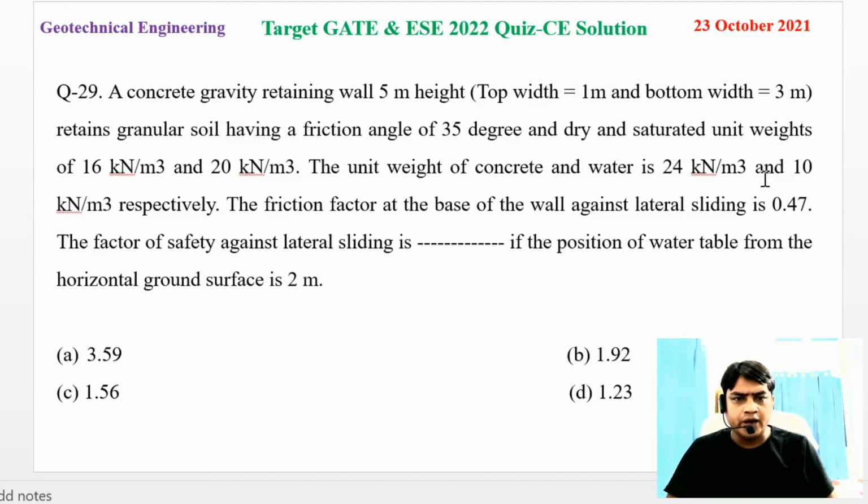The unit weight of concrete and water is 24 kN per meter cube and 10 kN per meter cube respectively. The friction factor at the base of the wall against lateral sliding is 0.47. The factor of safety against lateral sliding is dash, if the position of the water table from the horizontal ground surface is 2 meters. And your options are 3.59, 1.92, 1.56 and 1.23.